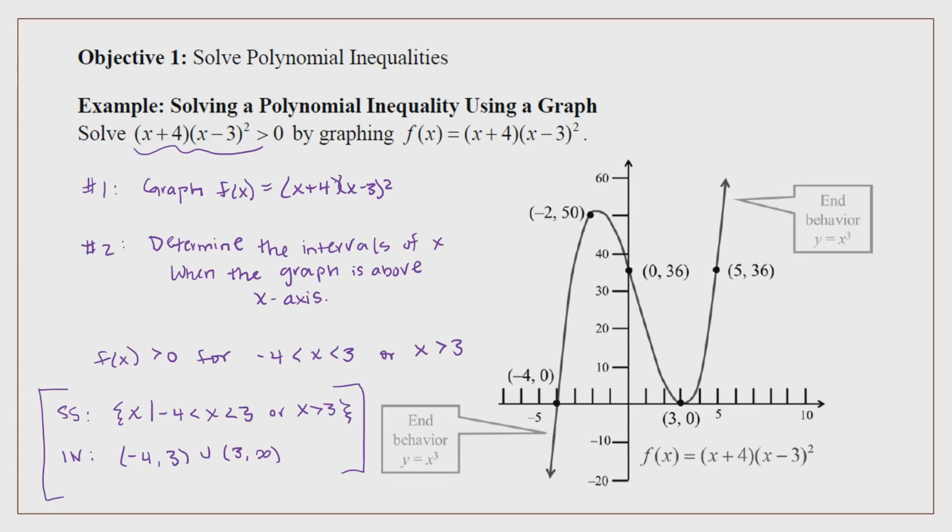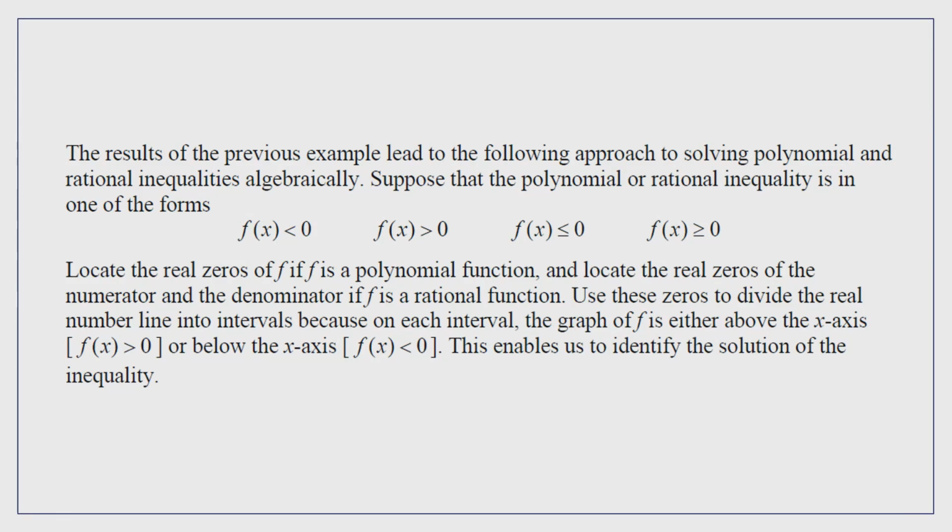The results of this previous problem lead to the following approach to solving polynomial and rational inequalities algebraically. Suppose that the polynomial or rational inequality is in one of these forms: f of x is less than 0, greater than 0, less than or equal to 0, or greater than or equal to 0.